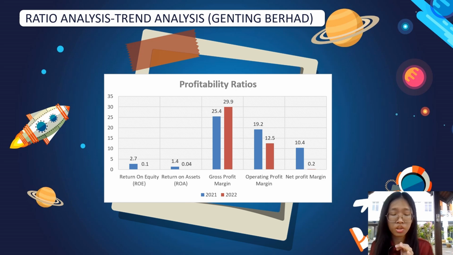Next, gross profit margin increased from 5.4 in year 2021 to 9.9 in year 2022 because it showed a higher contribution margin.